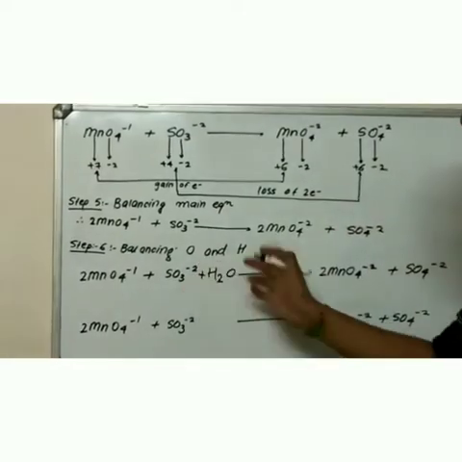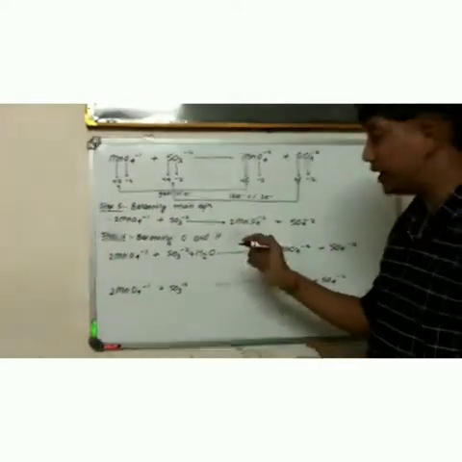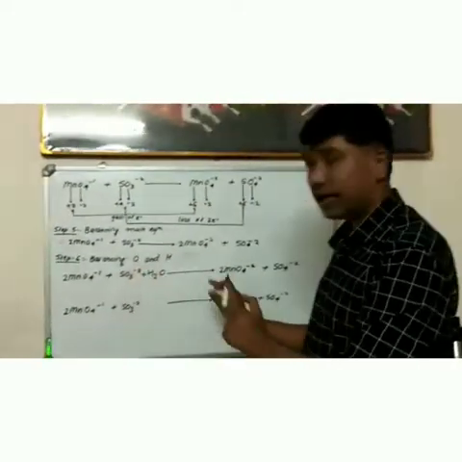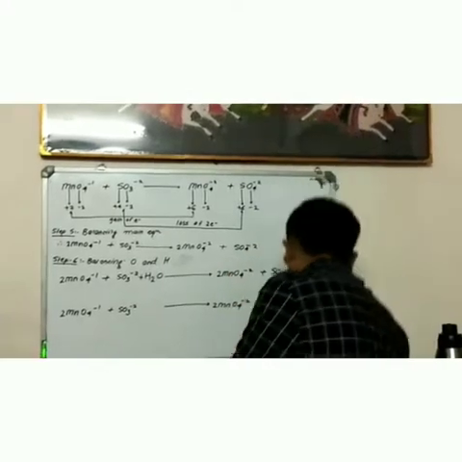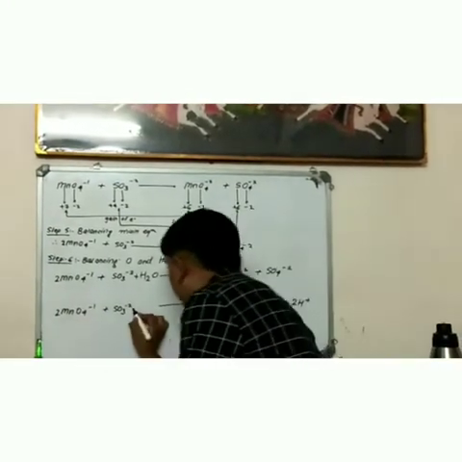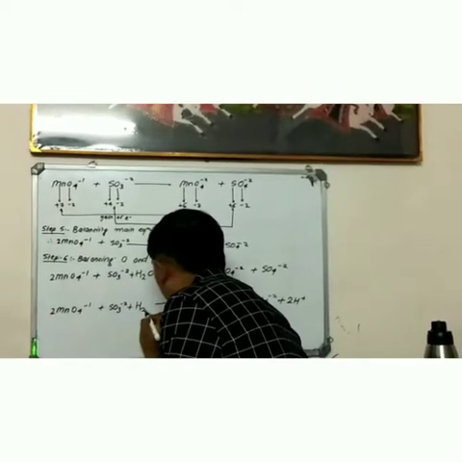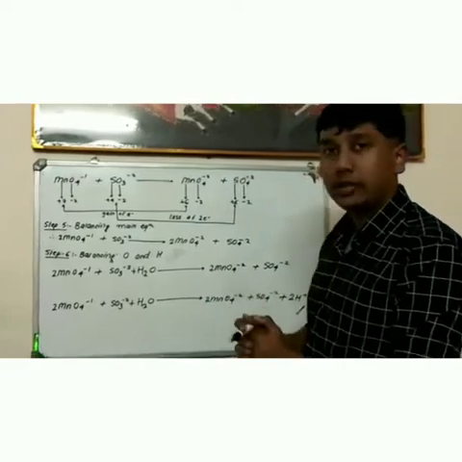So the problem of oxygen is solved, but here 2 hydrogen ions are increased. In order to match this, we will just add 2 H plus ions on the RHS, and here H2O. So this is the final balanced chemical equation obtained.